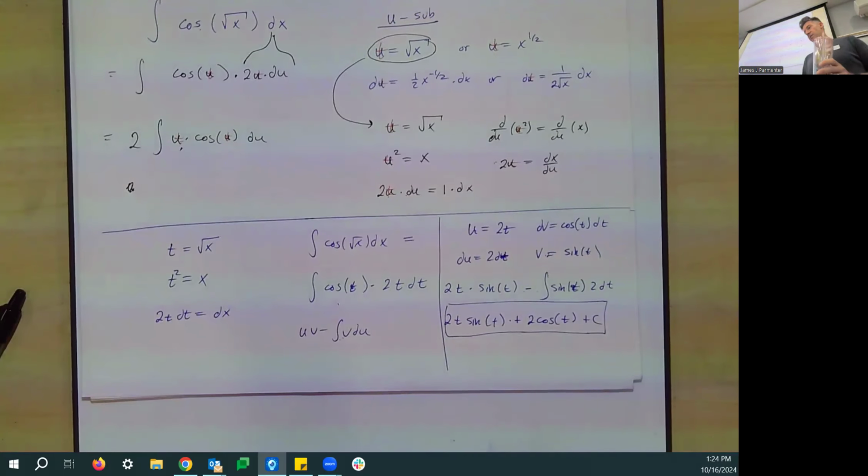These ones are not my favorite, but they do come up enough, and I think teachers kind of like asking them because they make you use two skills in one problem. You have to do u substitution and integration by parts. So it wouldn't surprise me if something like this were to come up in general.